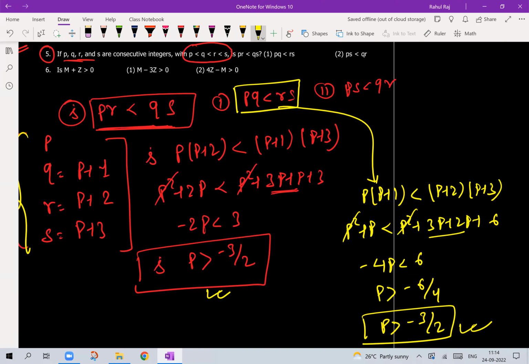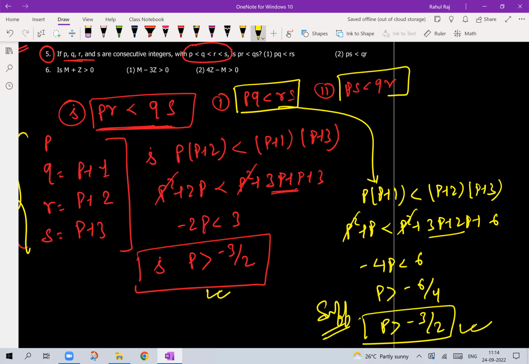So see, this is what I was trying to find, and this is what I've got. So this is sufficient. I don't have to take any number and all. It looks to be a tough one because you are seeing so much calculation, but these calculations will not take more than 20 seconds. That I promise you.